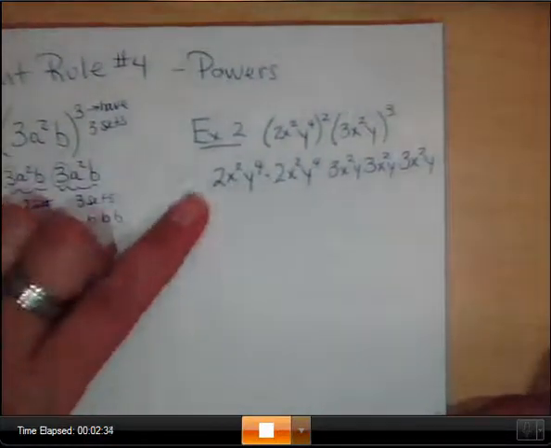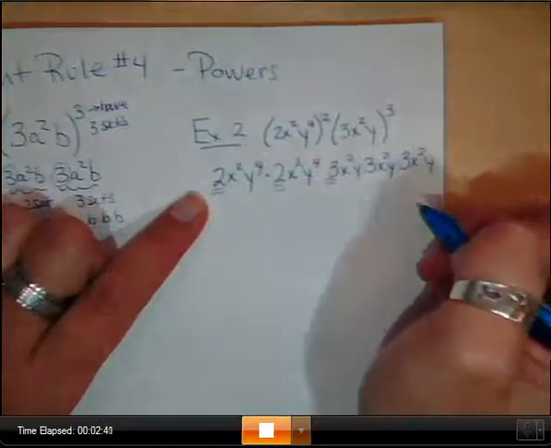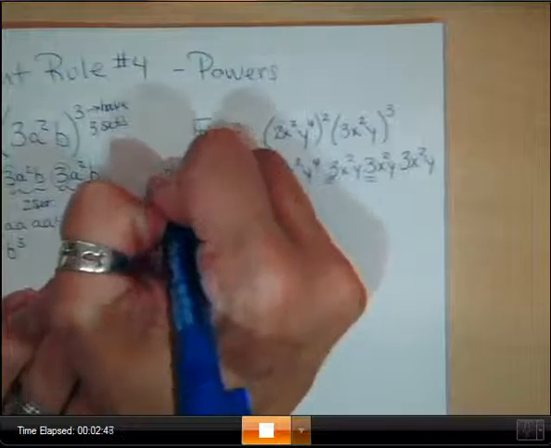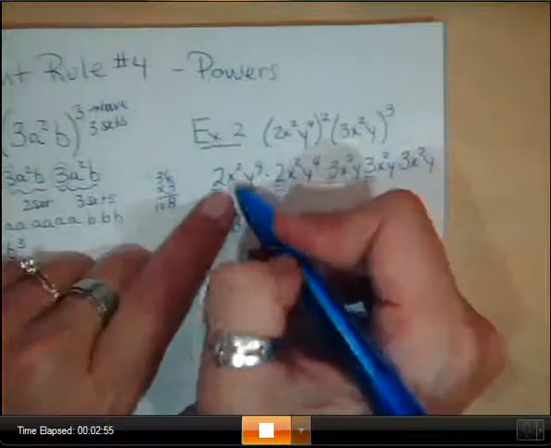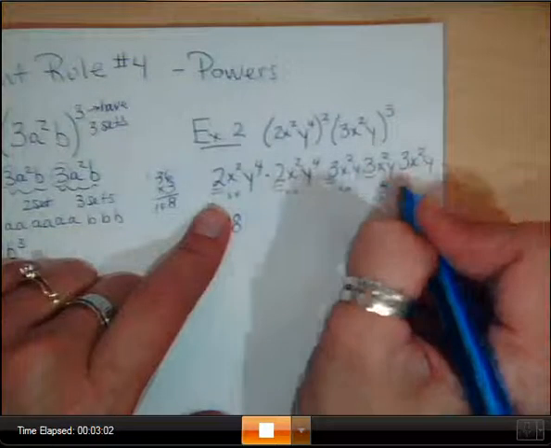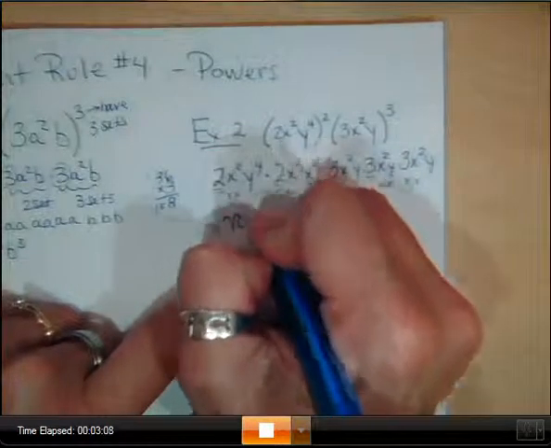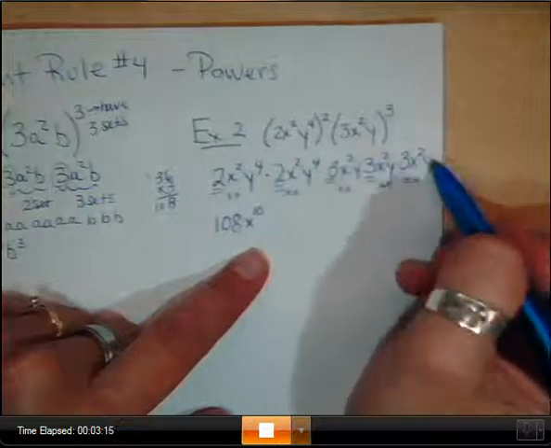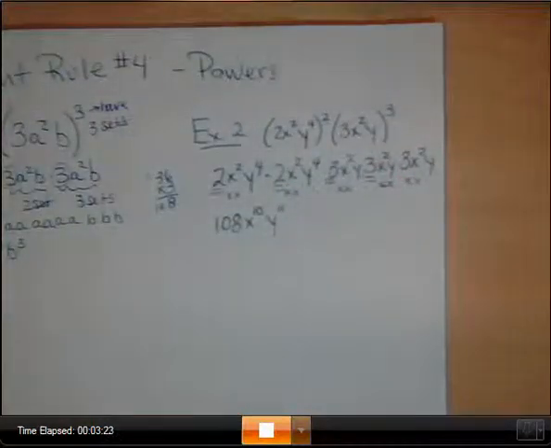And so now we can pull all the numbers if we want. 2 times 2 is 4. 4 times 3 is 12. 12 times 3 would give us 36. And 36 times 3 would give me 108. So I have 108. And then I have two x's here, two here, two here, two here, oops, two here. So 2, 4, 6, 8, 10 total x's. And I have 4 plus 4, it's 8, 9, 10, 11 y. And that's how we would do that one.